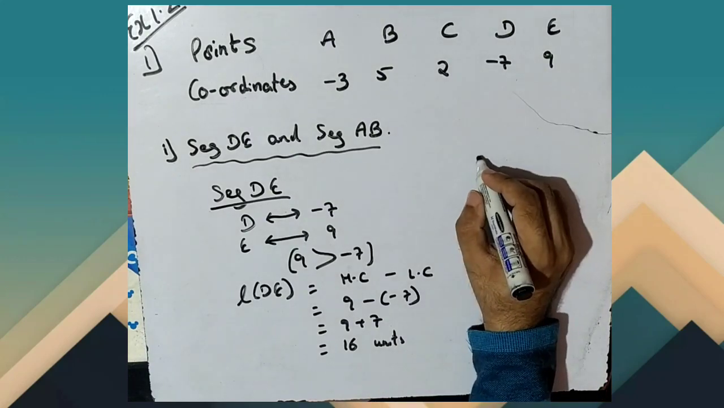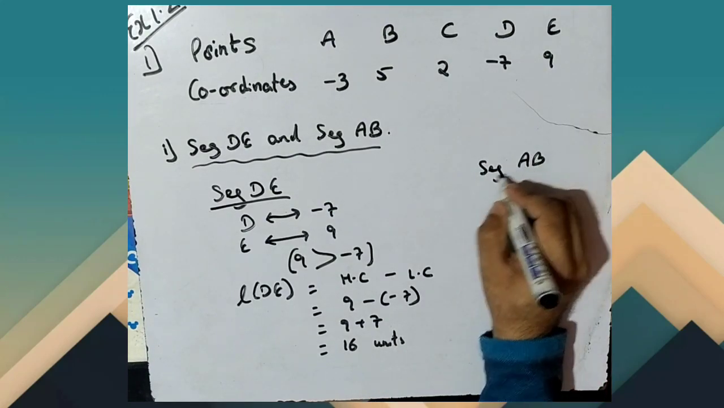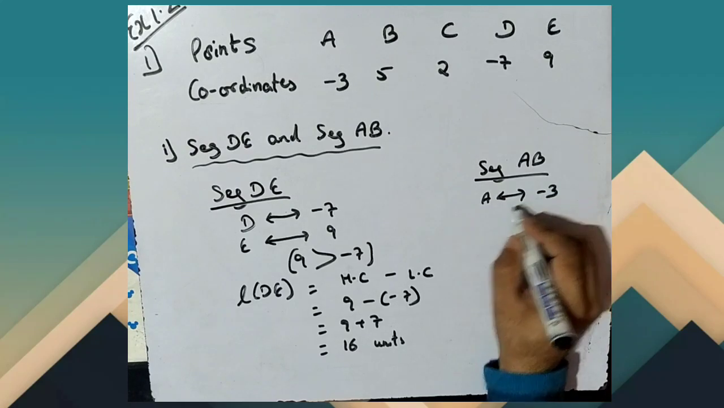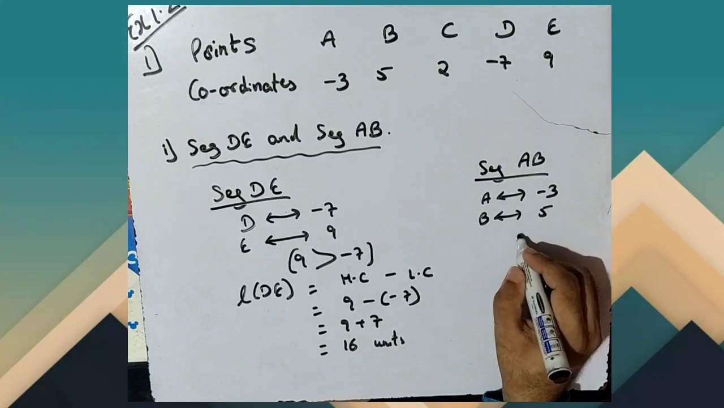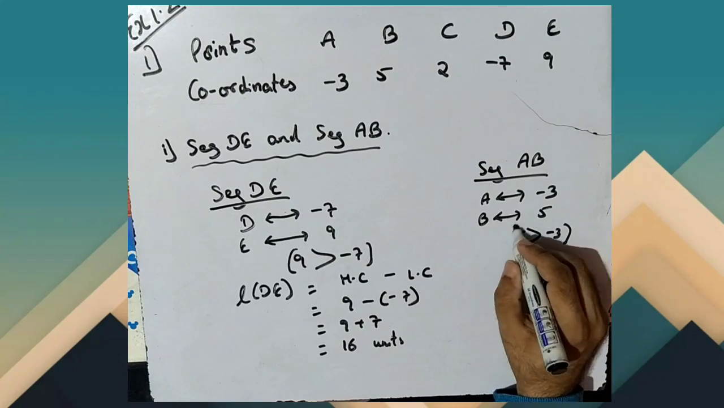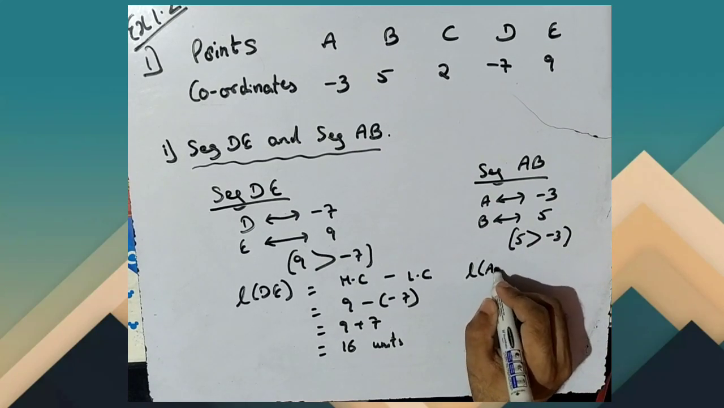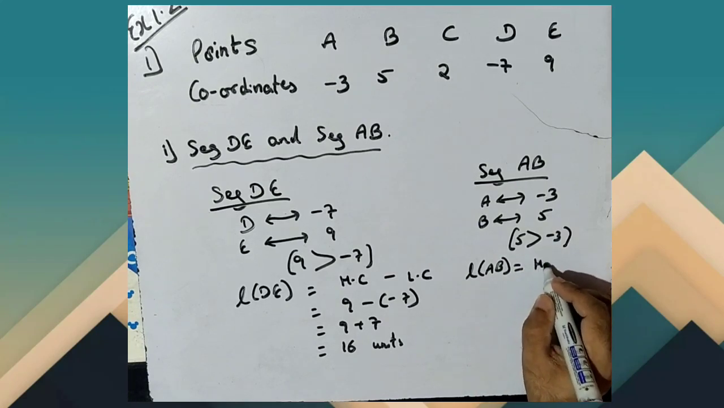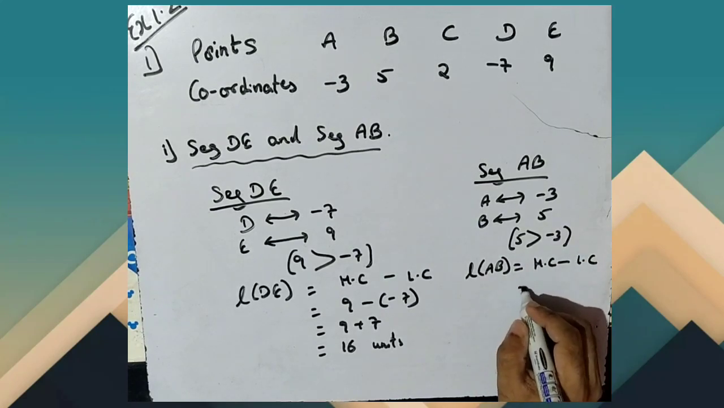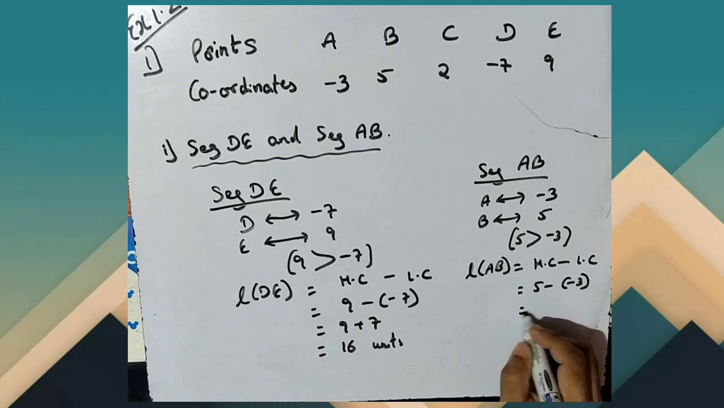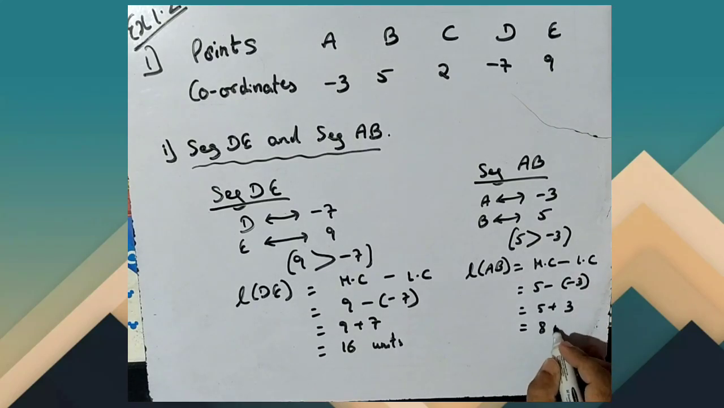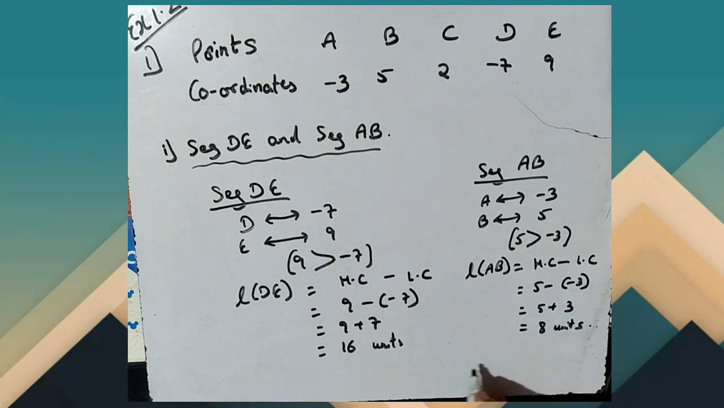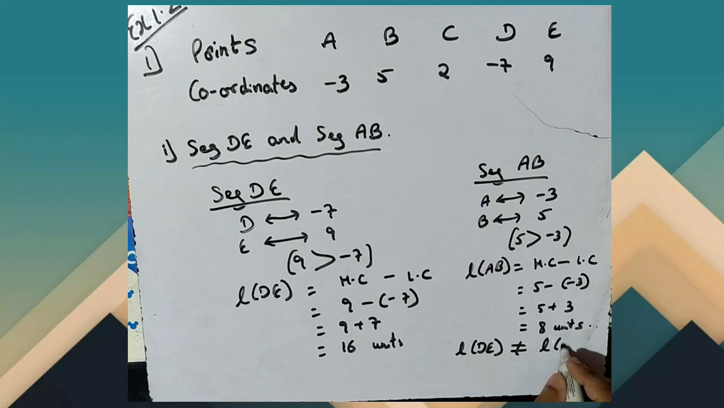Now we will find out length of segment AB. A coordinate is -3, B coordinate is 5. 5 is greater than -3. Therefore, by distance formula, length AB is equal to higher coordinate minus lower coordinate. 5 minus -3, which is equal to 5 plus 3, which is equal to 8 units. So here we see that segment DE and segment AB are not equal. Therefore, segment DE is not congruent to segment AB.